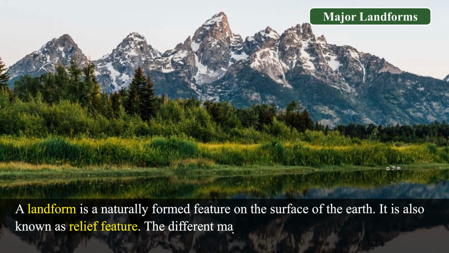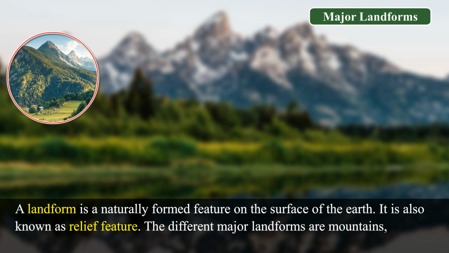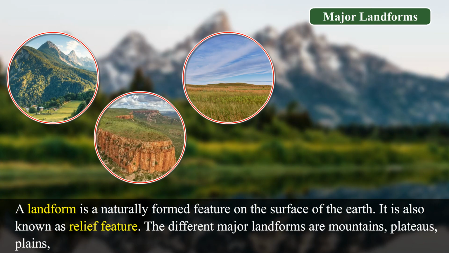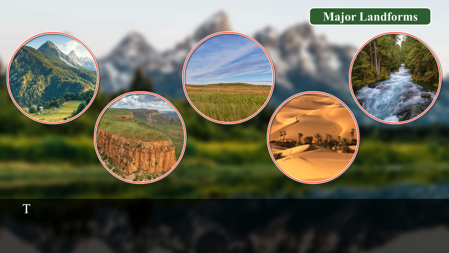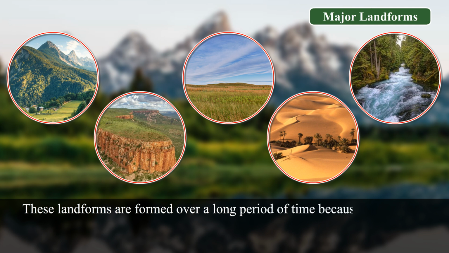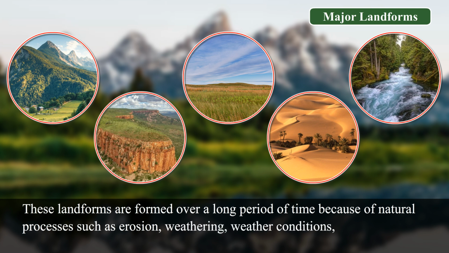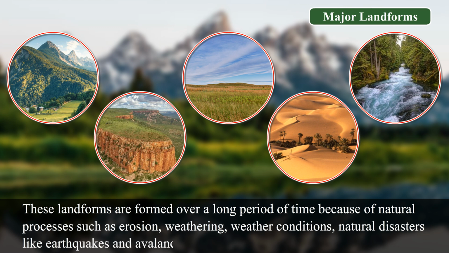The different major landforms are mountains, plateaus, plains, deserts, and rivers. These landforms are formed over a long period of time because of natural processes such as erosion, weathering, weather conditions, natural disasters like earthquakes and avalanches, etc.